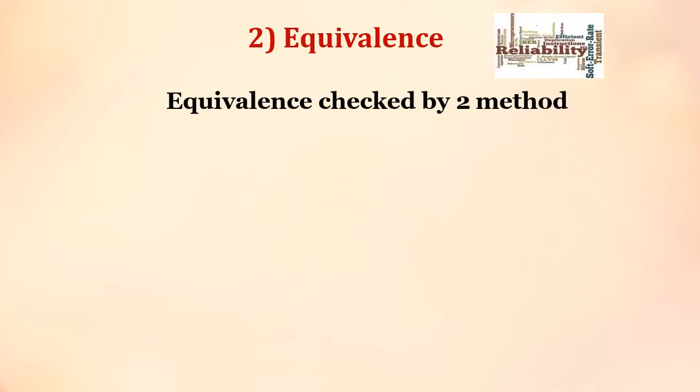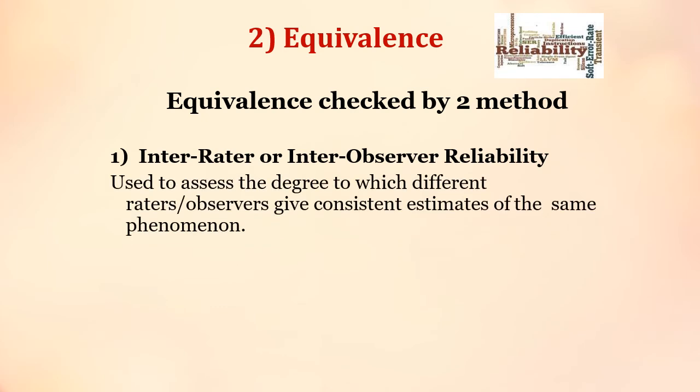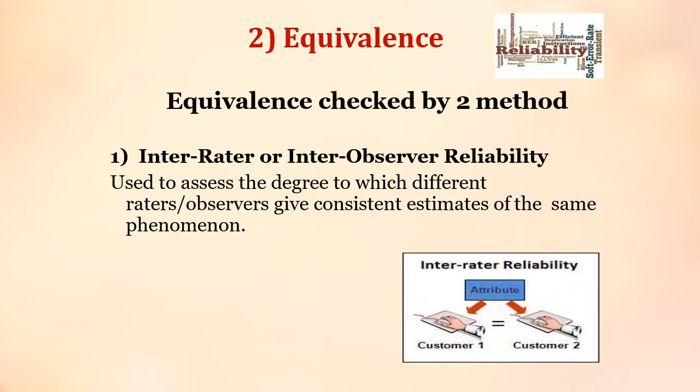Next, equivalence. Equivalence is checked by two methods. First is inter-rater or inter-observer reliability. Inter-rater is used to assess the degree to which different raters or observers give consistent estimation of the same phenomena or not. For one paper, two different observers or examiners will check. That is the inter-rater reliability.